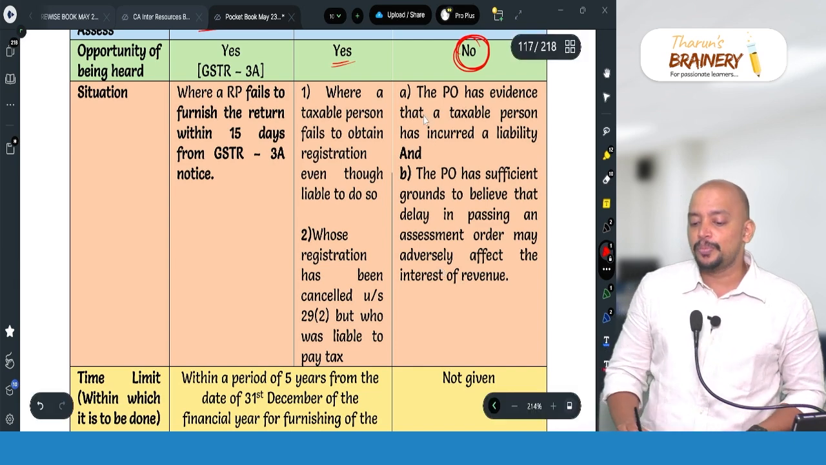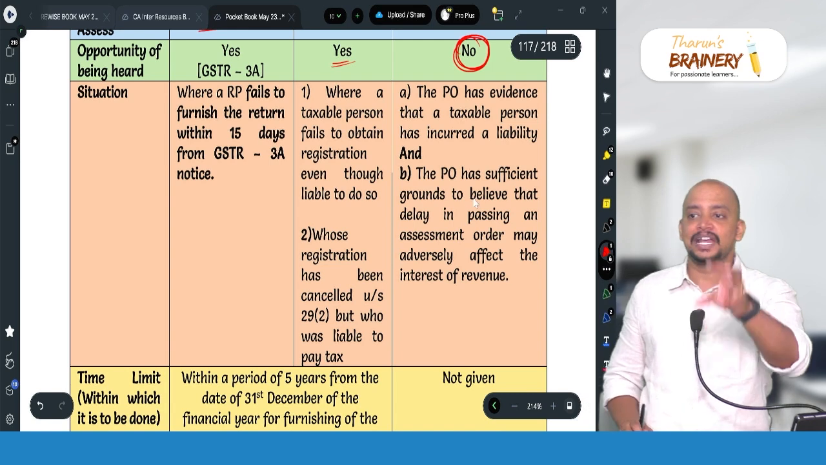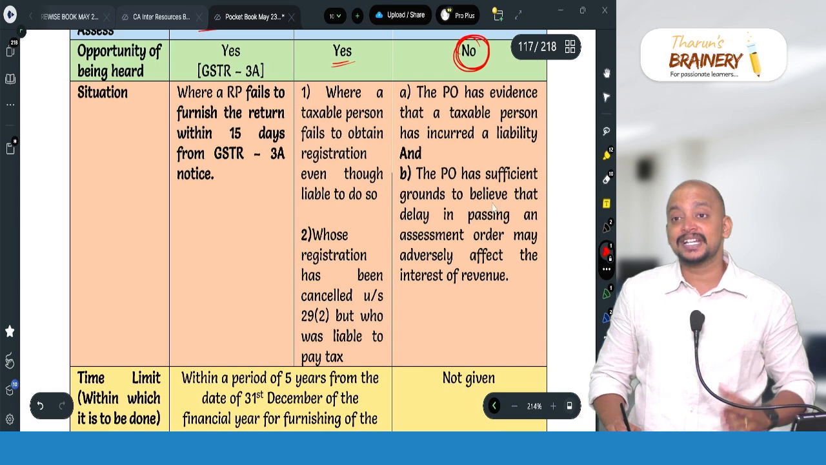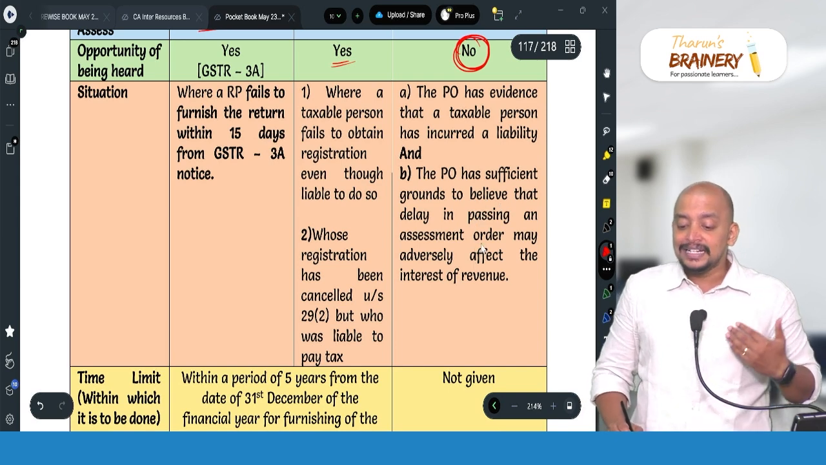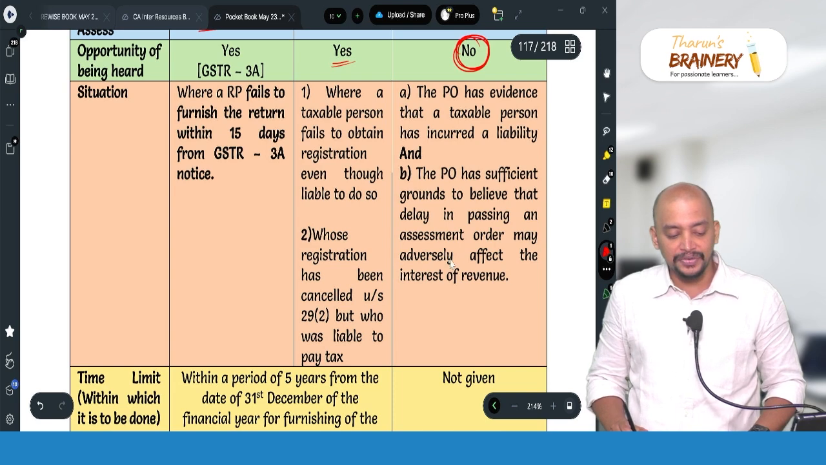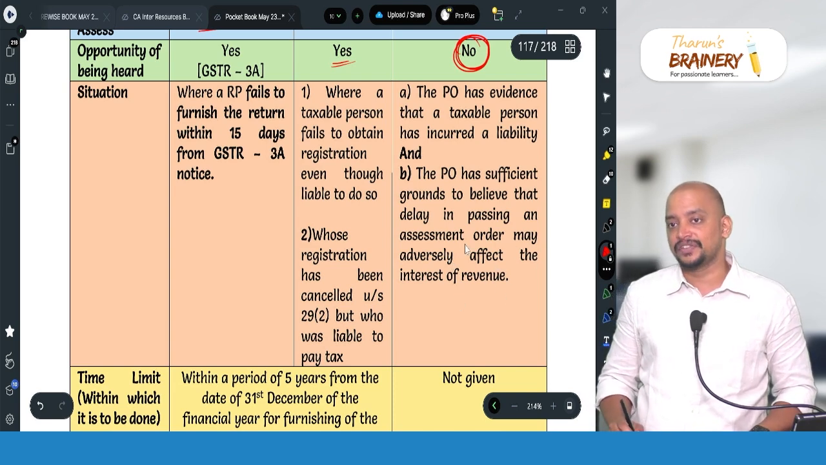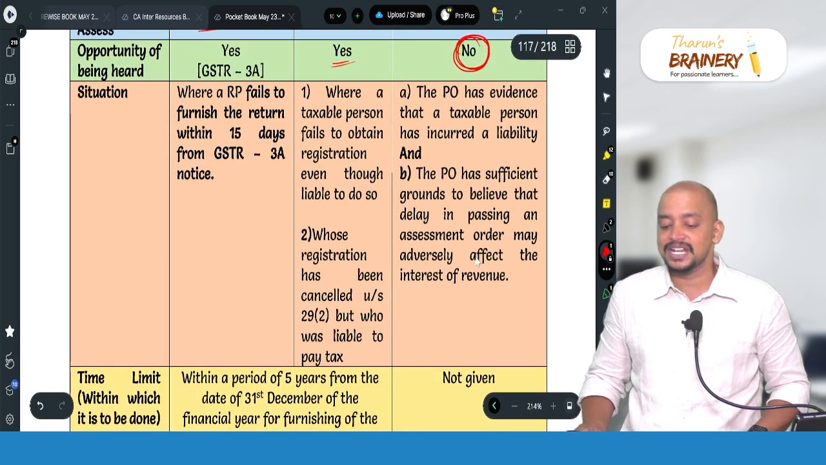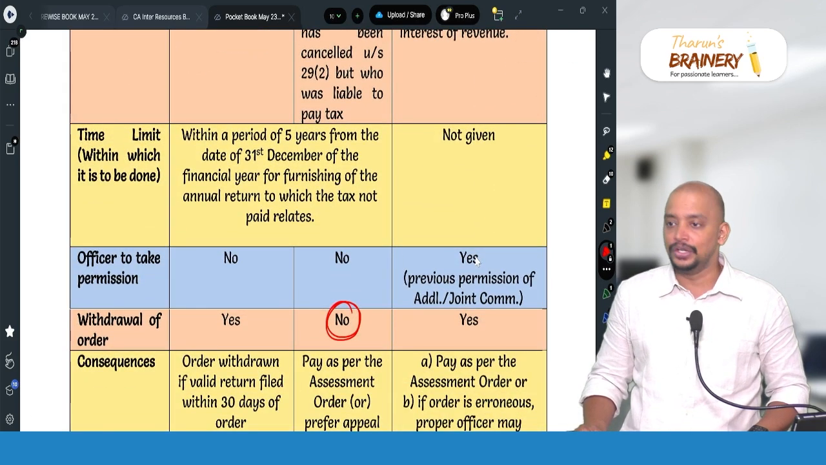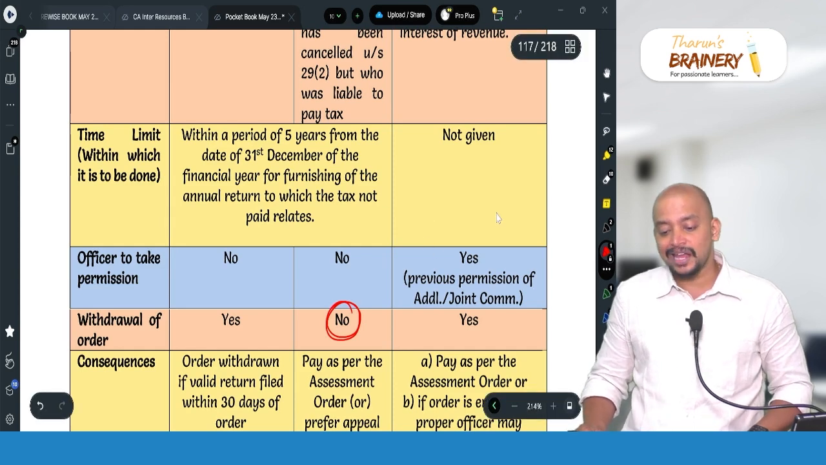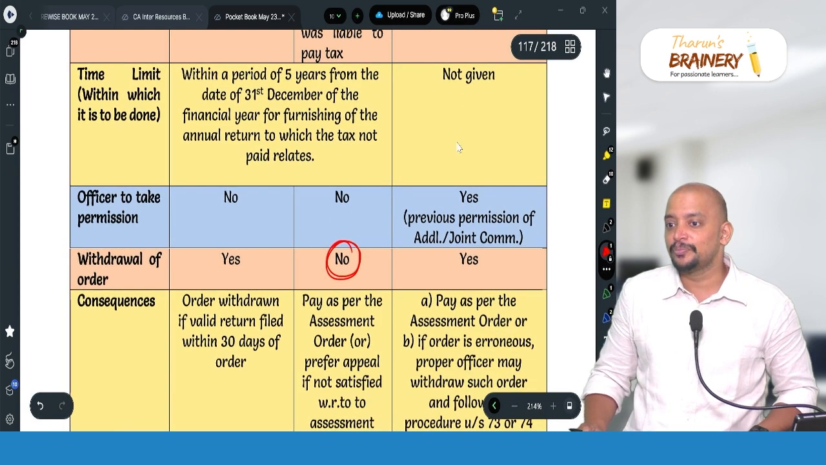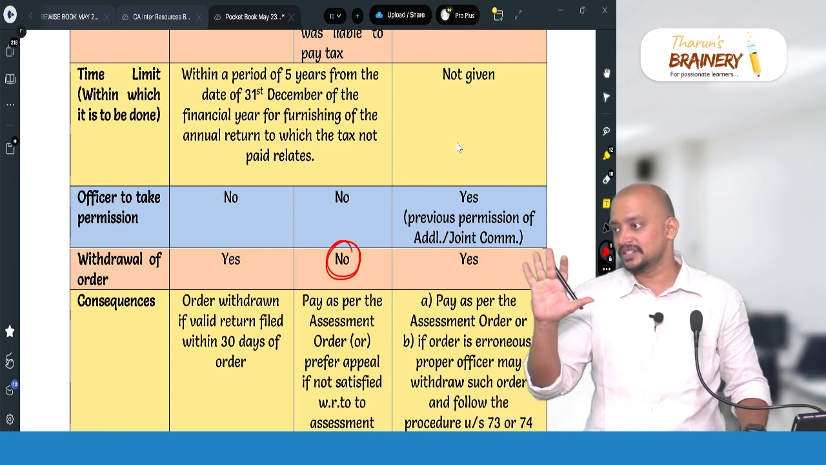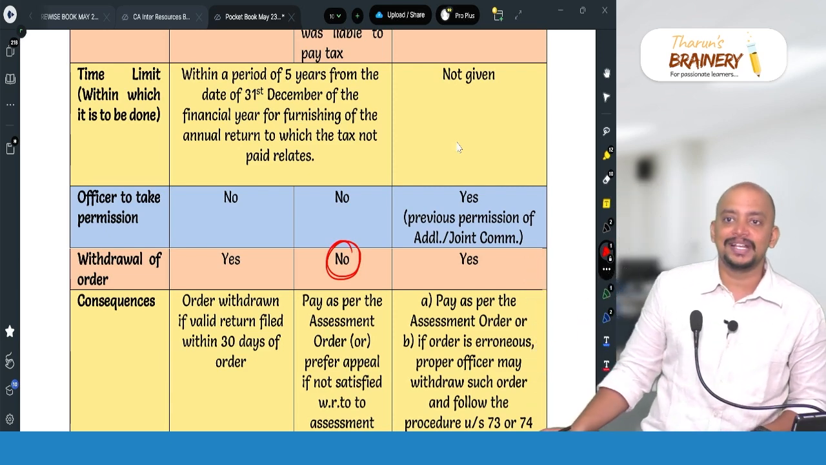So here the proper officer has evidence that a taxable person has incurred liability. What is that? Some goods are identified and on those goods tax is payable. And the proper officer has sufficient reason to believe that delay in passing an assessment order may adversely affect the interest of the revenue. Then in that case, the proper officer may pass the provisional, like the summary assessment order. Is there any time limit? No, a time limit is not given. But again, logically, this assessment should be completed within the time limit of recovery, because for recovery there is a time limit of 5 years. So by that time limit they have to pass this order.